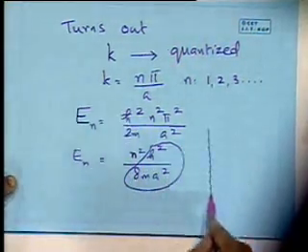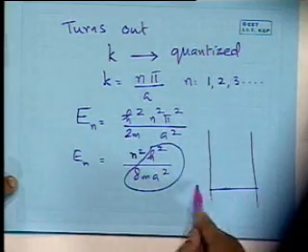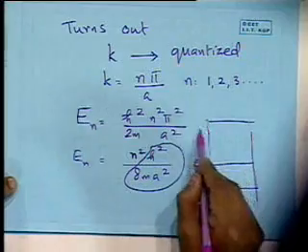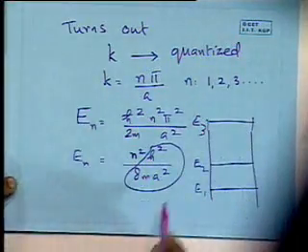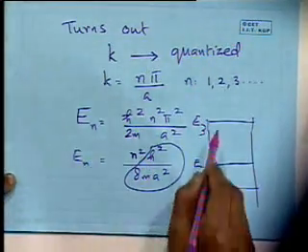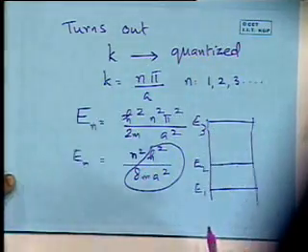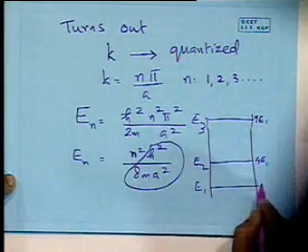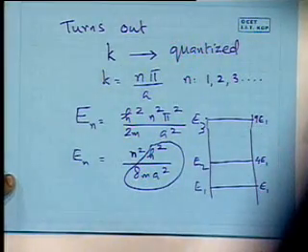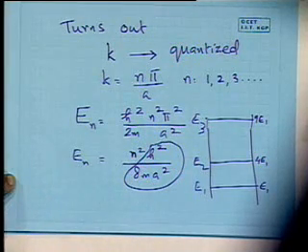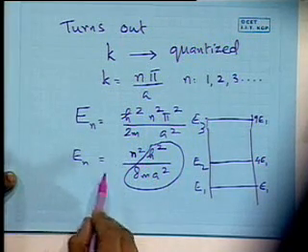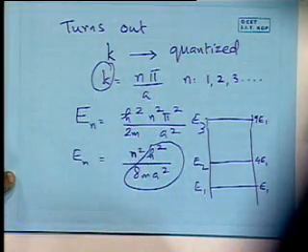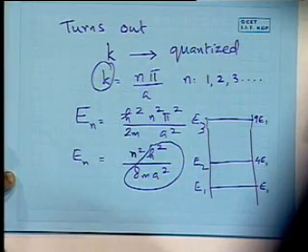So now my energy levels are spread as E1 and then E2 and E3 and so on, where E2 is 4 times E1, E3 is 9 times E1 and so on. Okay, so alternatively we can write this as... so the energy has also become quantized as a result of the quantization of k, which is the wave number.